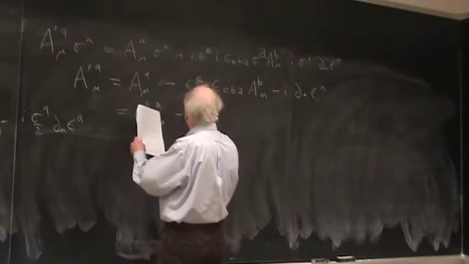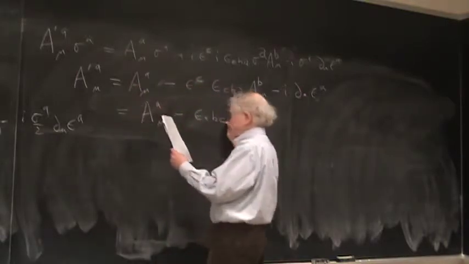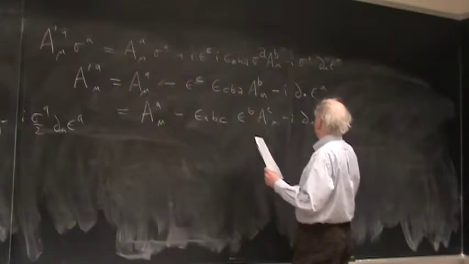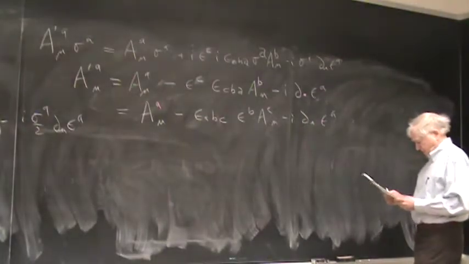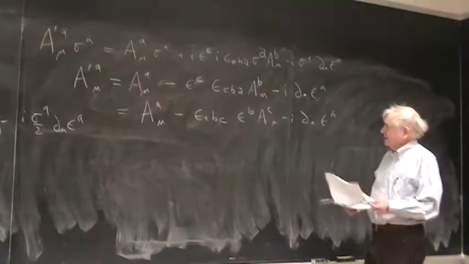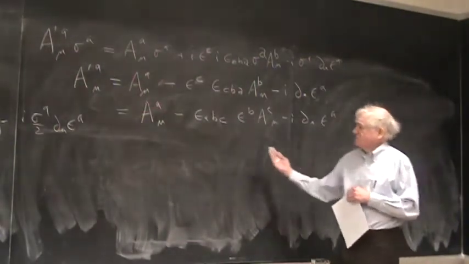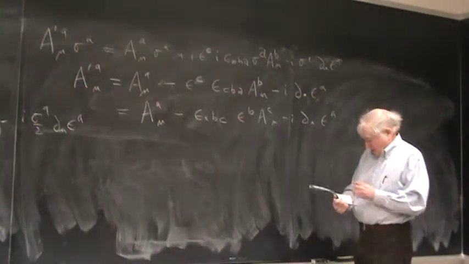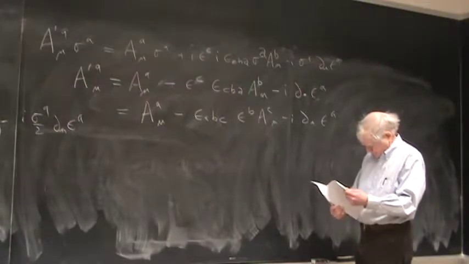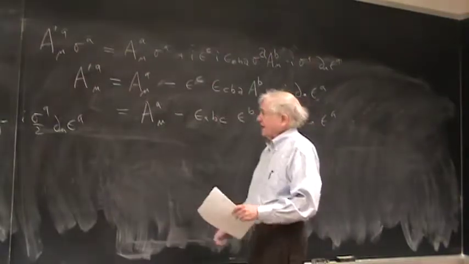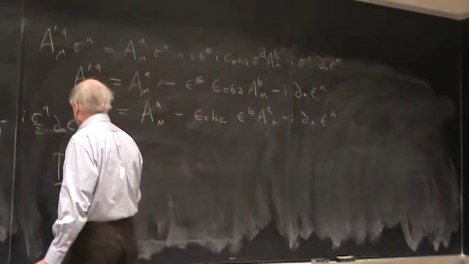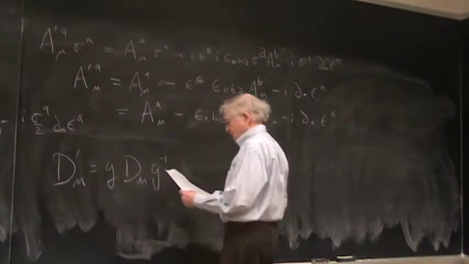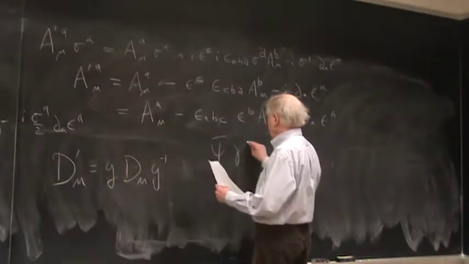A somewhat more cosmetic way of writing it is this. In the abelian case, the structure constants are zero, and you just have A mu A is minus I D mu epsilon A. Now, since we've got D mu prime is G D mu G inverse, you've got all sorts of invariants.